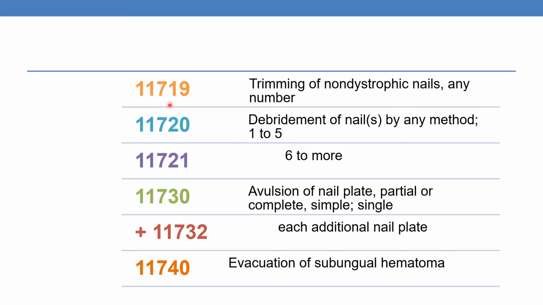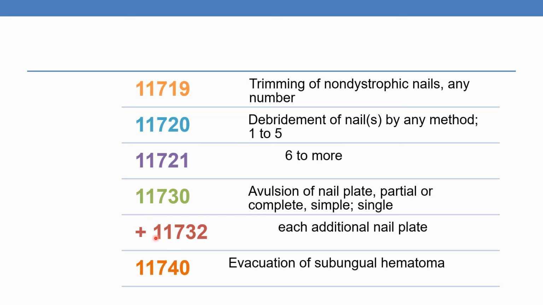The first CPT is 11719, trimming of non-dystrophic nail, any number. The next is 11720, debridement of nails by any method, 1 to 5. The next is 11721, debridement of nails, 6 or more. The next is 11730, avulsion of nail plate, partial or complete, simple, single.